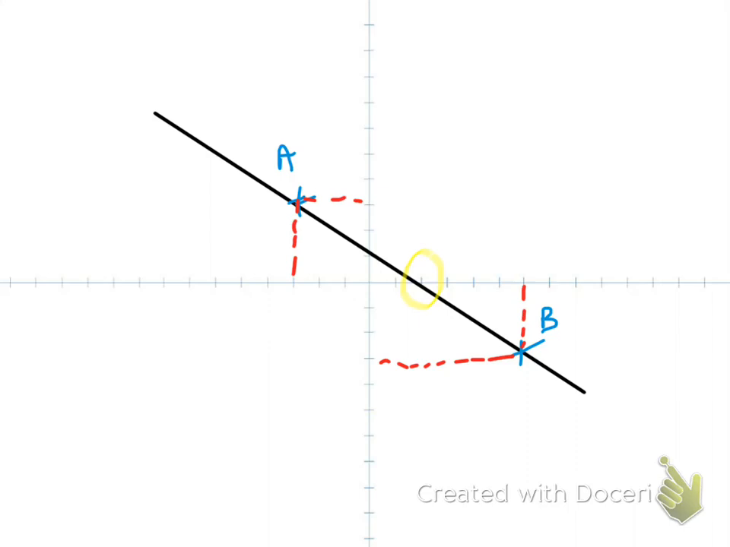So if I was to actually look at these points, I could tell that this number was 1, 2, 3, 4, 5, the number 6 on the x-axis, this is the number minus 3 on the y-axis. Up here, I've got minus 3 on that x-axis, and I've got positive 3 on that y-axis. So I can see that point A would be referenced as negative 3 and positive 3, whereas point B would be represented as 6 and negative 3.